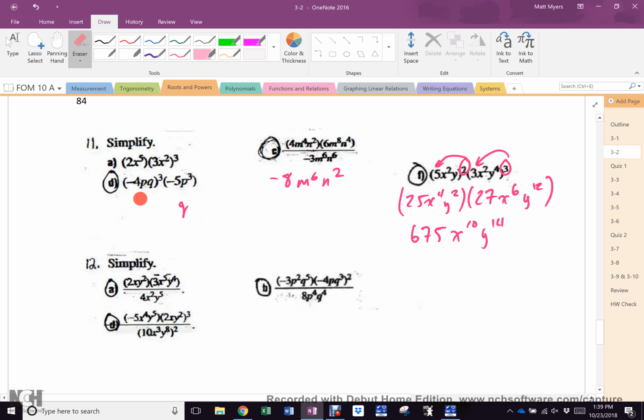Okay. What does that 3 do to the negative 4? Makes it negative 4 times negative 4 times negative 4, yes? Which is negative 64 p cubed q cubed, right? Times negative 5p cubed. What's negative 64 times negative 5? Positive 320. P cubed and p cubed is p to the 6th. Q cubed with nothing is q cubed.